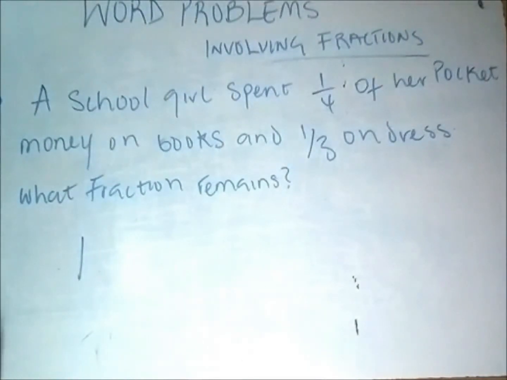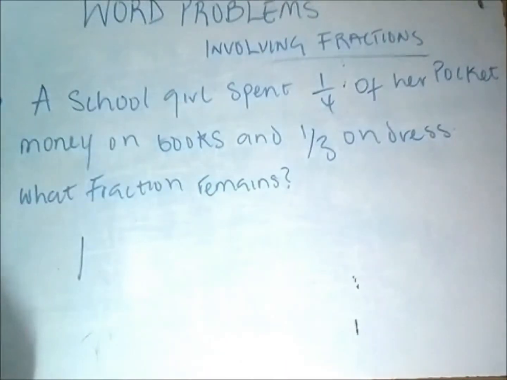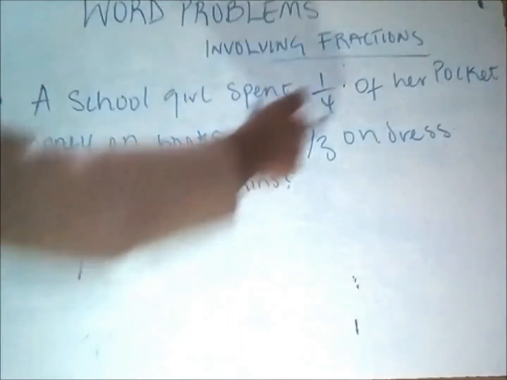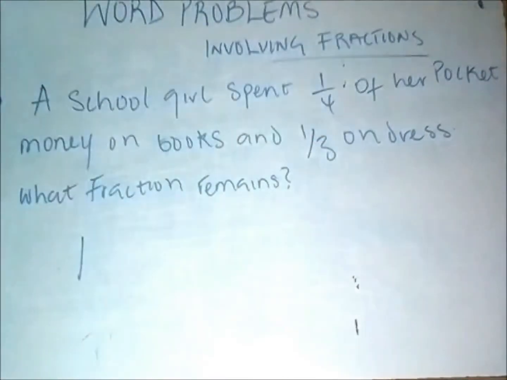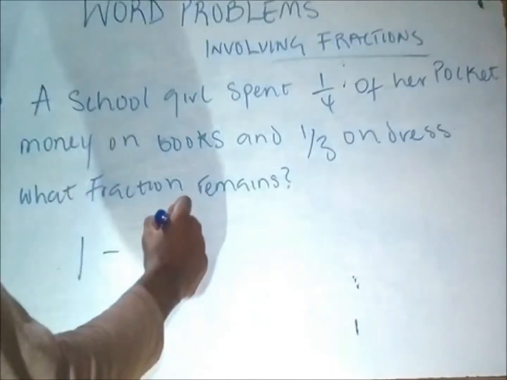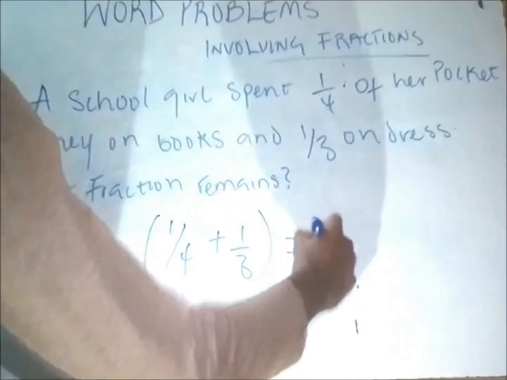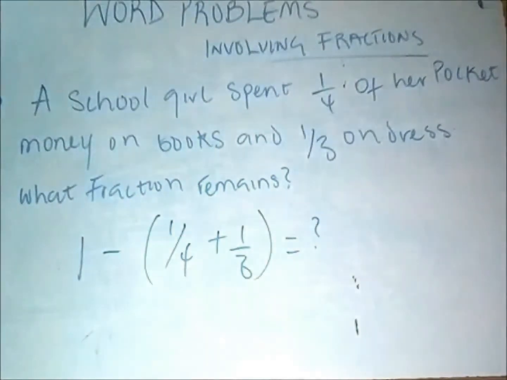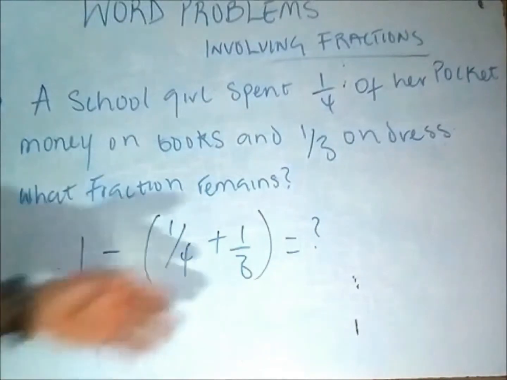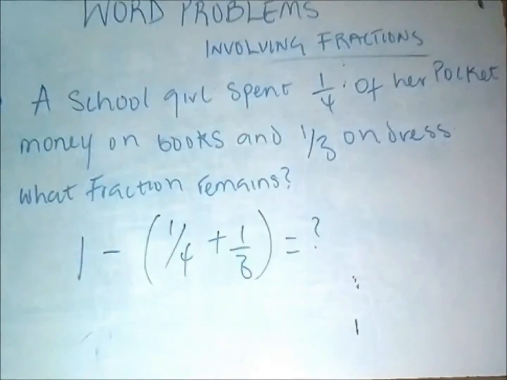she spends 1/4 of her pocket money on books, 1/3 on a dress, meaning that the sum of the things she spent subtracted from the pocket money will give us the fraction left. So this is the interpretation of this question. If you look at it, this is her pocket money and this is what she spent. So if you find the difference, you get the fraction that's remaining.